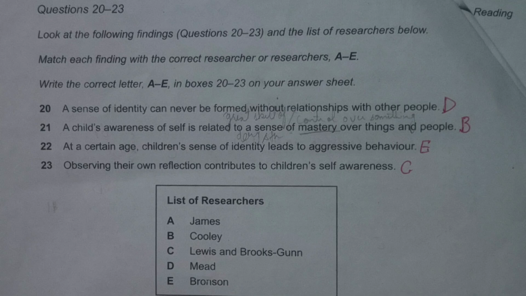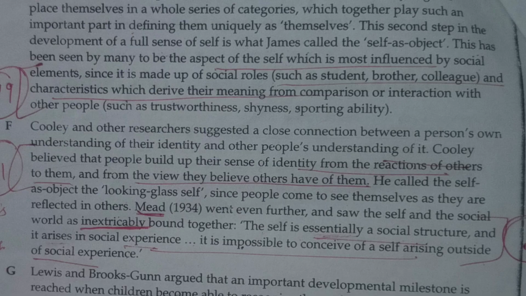Next statement is, a child's awareness of self is related to a sense of mastery over things and people. बच्चों को खुद के बारे में अवेयरनेस चीजों और लोगों पे उनके कंट्रोल से रिलेट करती है. This finding is of Cooley. Let's see in the paragraph. Cooley believed that people build up their sense of identity from the reactions of others to them, and from the view they believe others have of them.